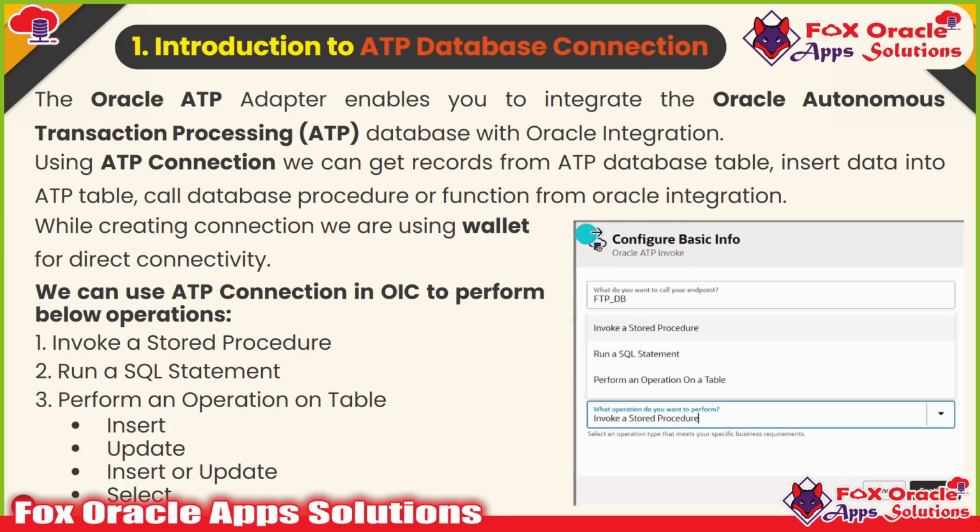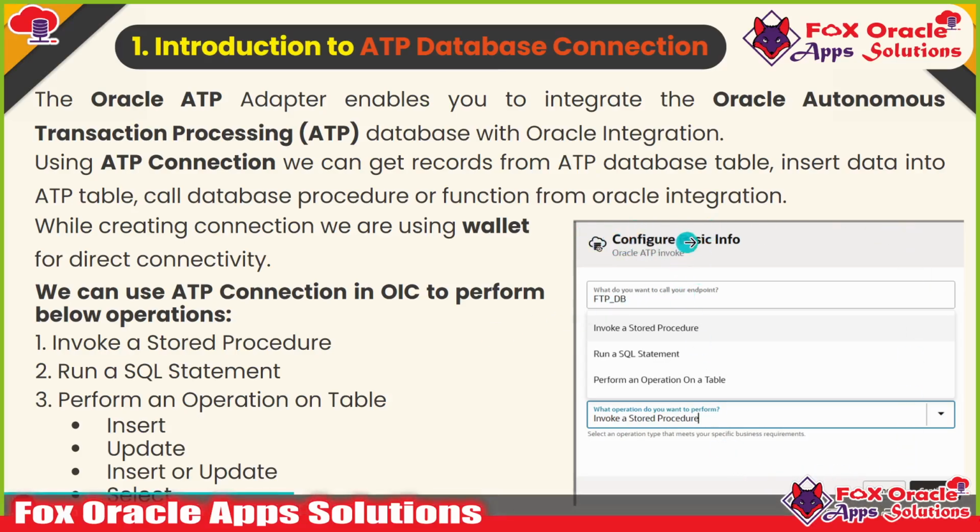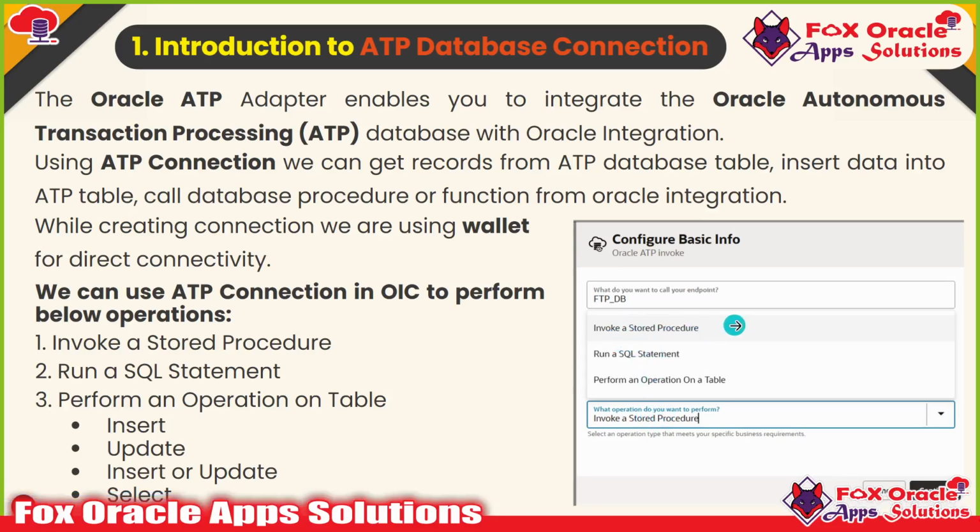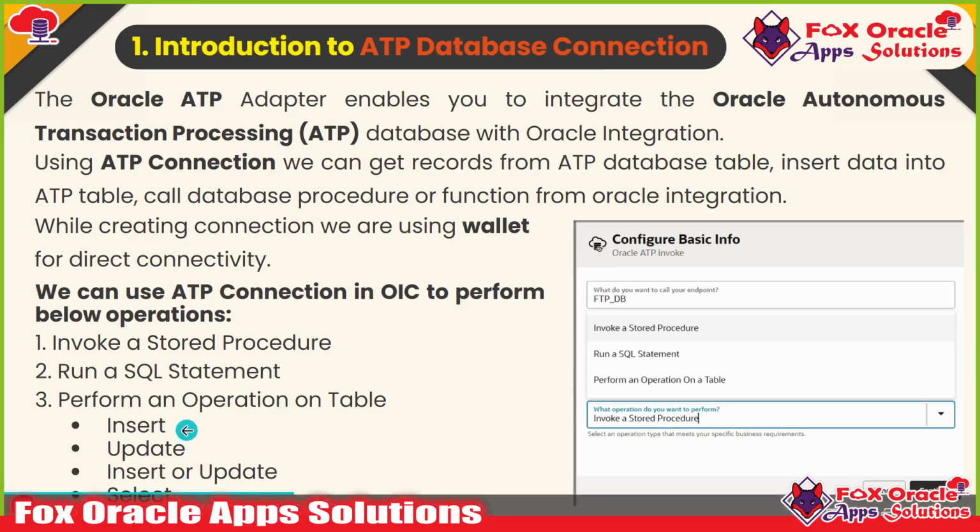Here you can see in this screenshot the configuration page of Oracle ATP connections, where we have the option to select the operation. The operations listed are: invoke a stored procedure, run a SQL statement, and the last one is perform operations on table. Perform operations on table allows you to perform four operations: insert, update, and so on, and the last one is select. We will talk about all these operations one by one.